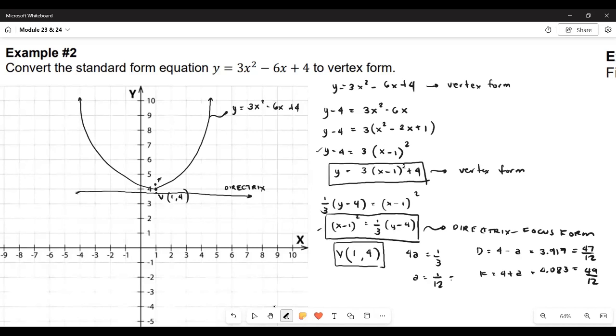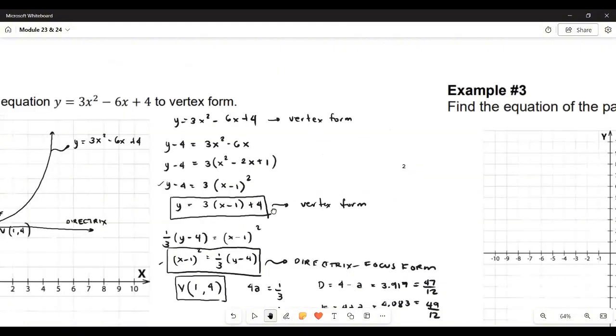Okay, so, I hope clear yung ating example 2. Talaga ang pinahanap lang sa atin is yung vertex form ng given standard form equation ng ating parabola. Dinagdagan lang natin. Okay? Next, we have example number 3.